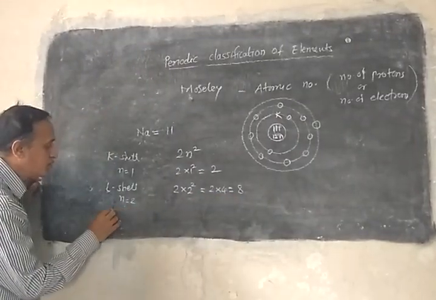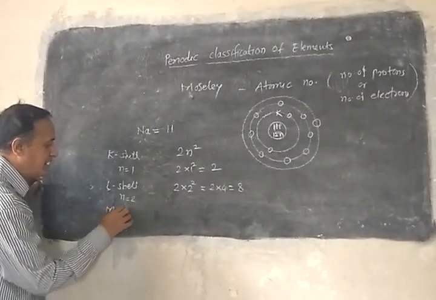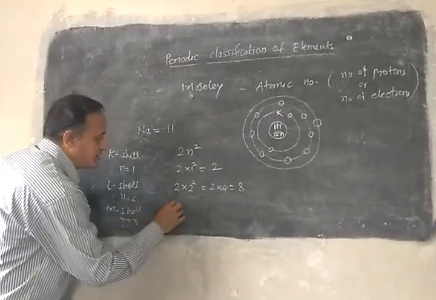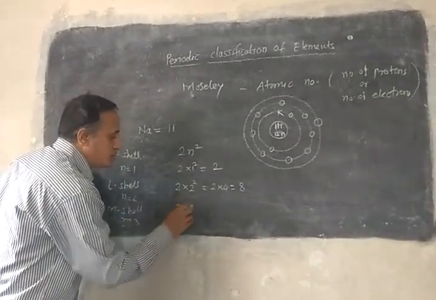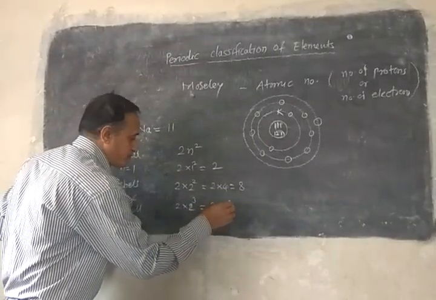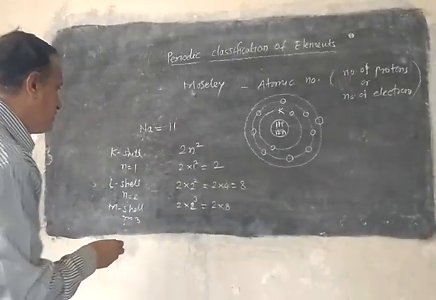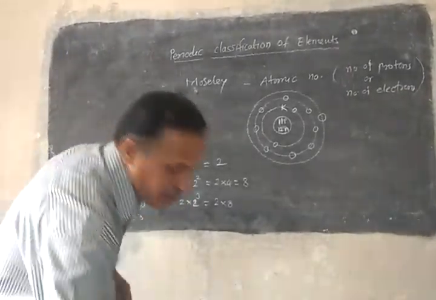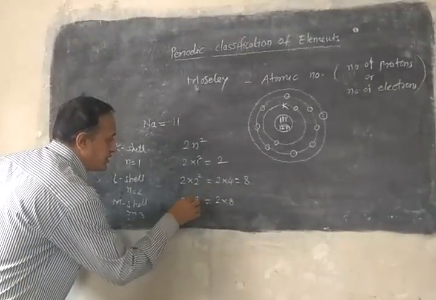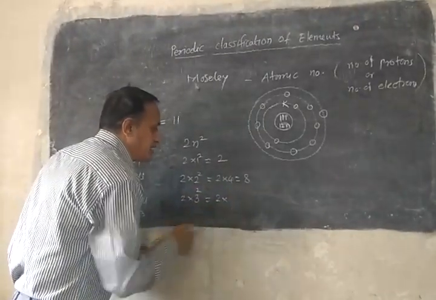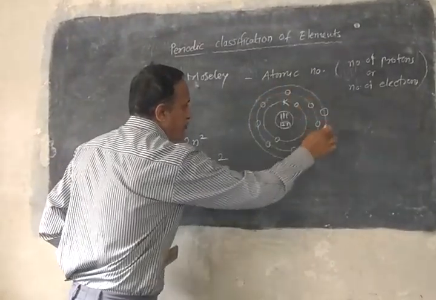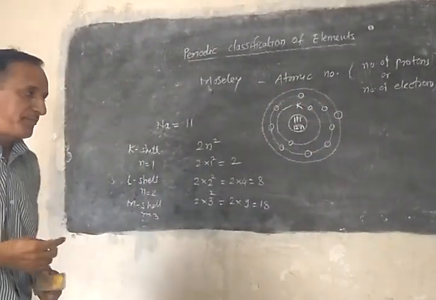If you put n equal to 3, that is called the M shell. Here 2 into 3 square, n equal to 3. It is 2 into 9, so we get 18 electrons. This third shell has the capacity of holding 18 electrons.